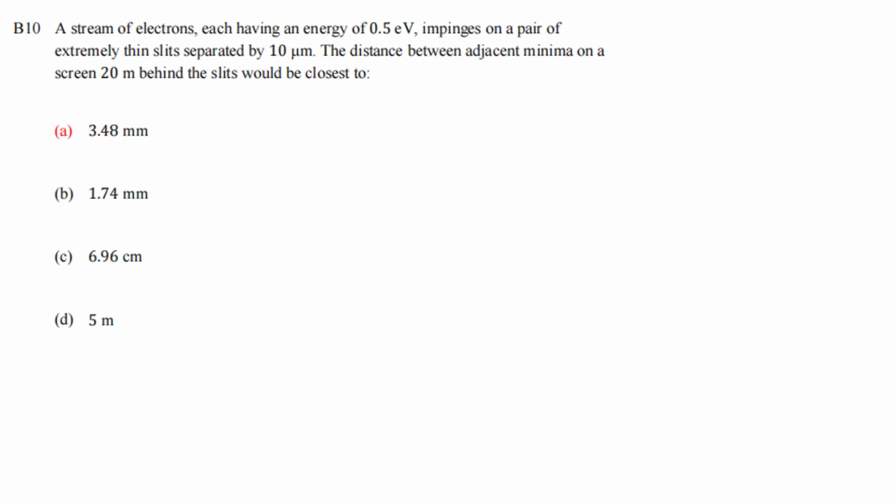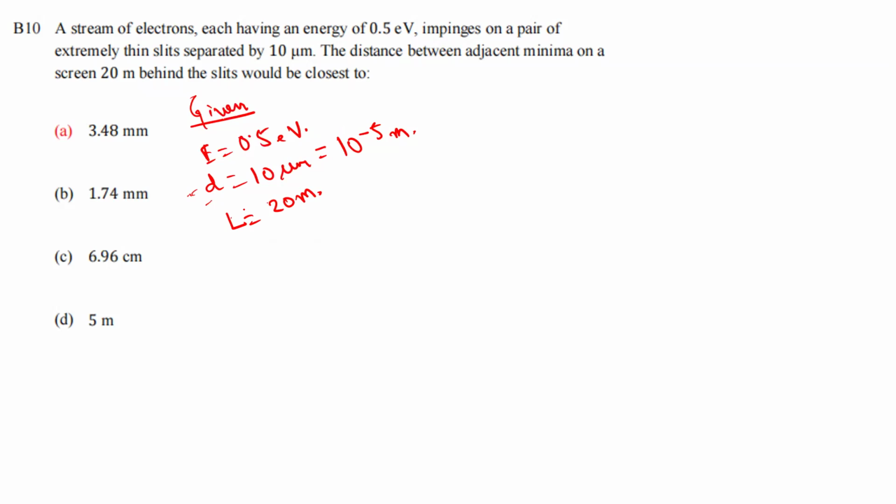The electron energy is given as E equal to 0.5 eV. The slit separation d is equal to 10 micrometer, or 10 to the power minus 5 meter, and the screen distance L is 20 meter. We want the fringe spacing between the adjacent minima.